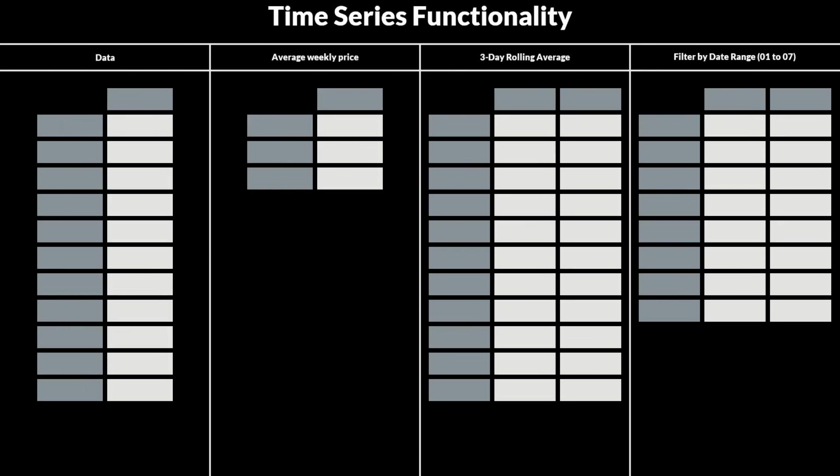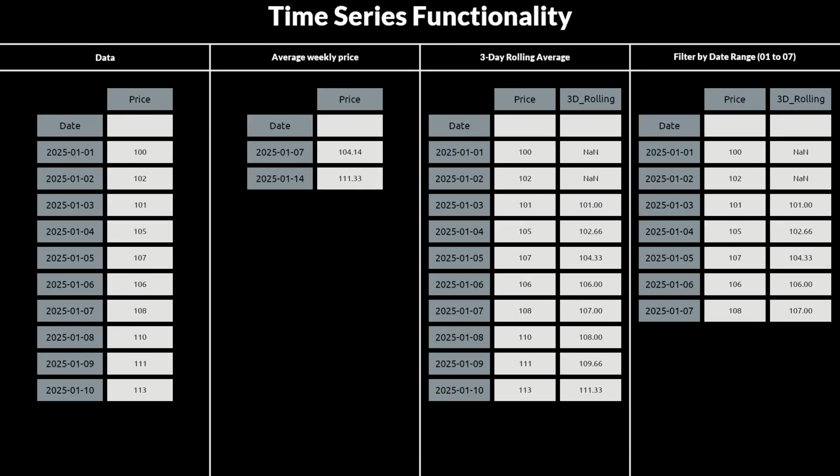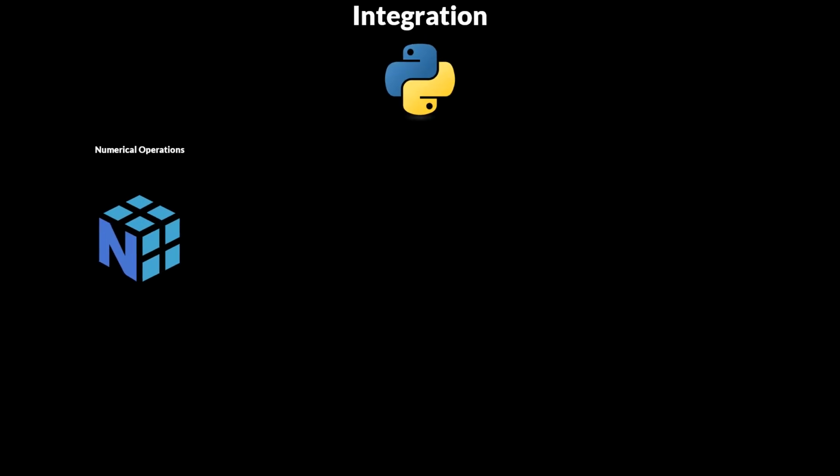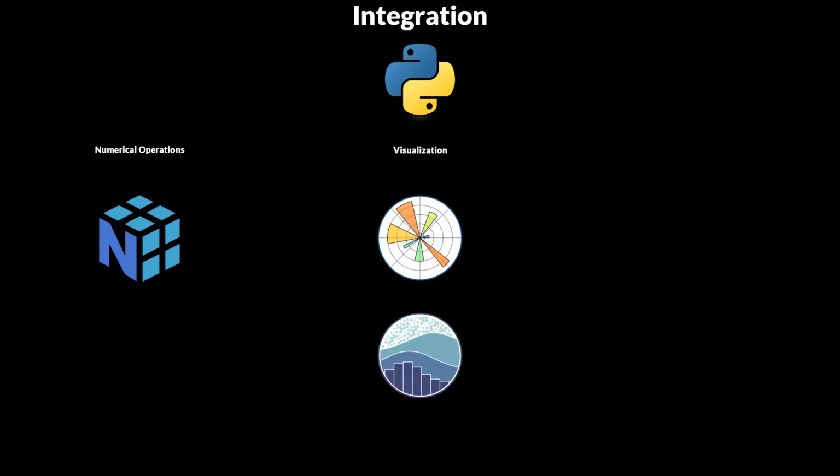Pandas has first-class support for time series data, making it invaluable for analyzing trends, dates, and time-based information, especially in finance. It plays nicely with other key Python libraries like NumPy for numerical operations, Matplotlib and Seaborn for visualization, and scikit-learn for machine learning. Pandas DataFrames are often the starting point for these other tools.